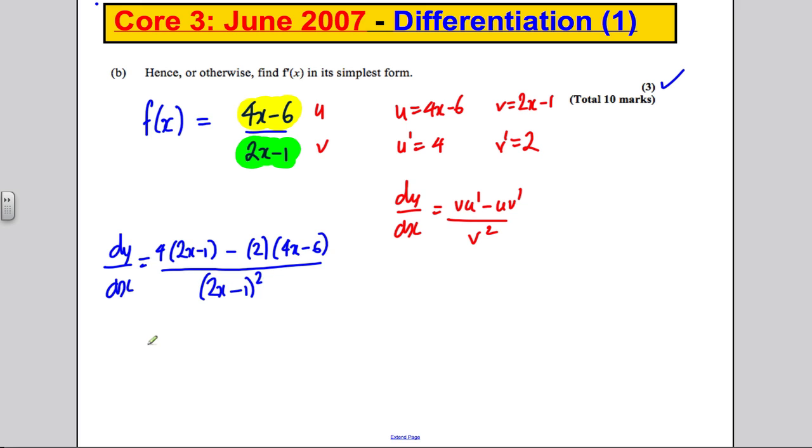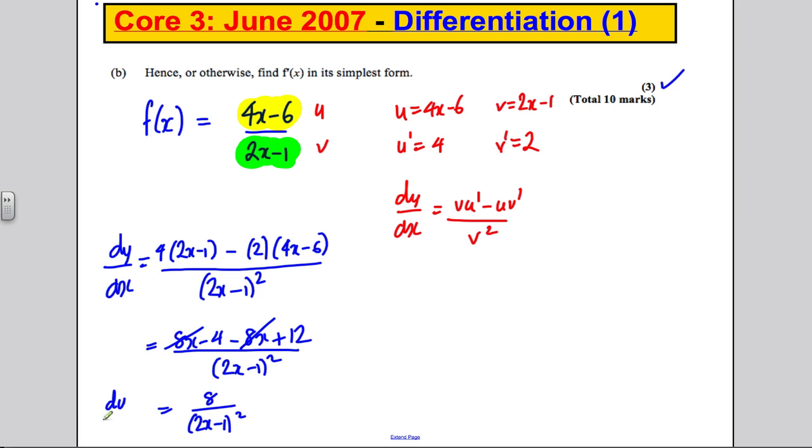which would be 2x subtract 1, all squared. If you multiply it out, you would get 8x subtract 4, and then subtract 8x, and then plus 12, all over 2x subtract 1 squared, and the 8x's cancel, and negative 4 add 12 is 8 over 2x subtract 1 all squared. And that is your dy by dx in its simplest form.